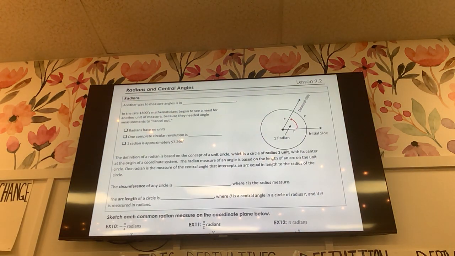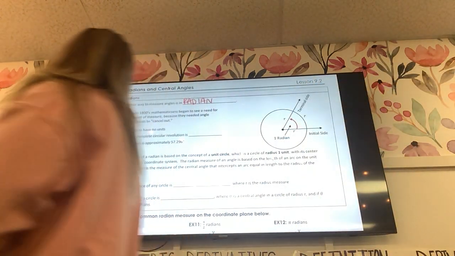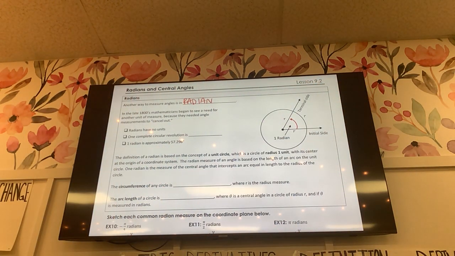All right, another way to measure an angle is with a radian. In the late 1800s, mathematicians began to need another unit of measure for an angle because they needed the measurements to cancel out. So radians have no units, right? It is just a radian. It is a measure of the angle.